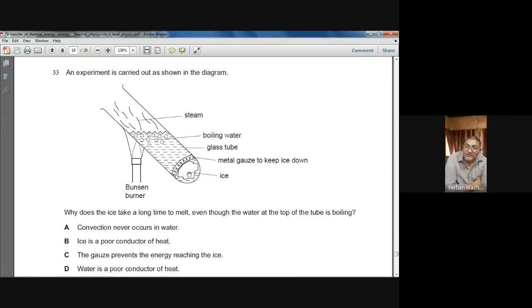What is the option? D. D. B is the right option. Water is a poor conductor of heat. It's a very, very famous concept.